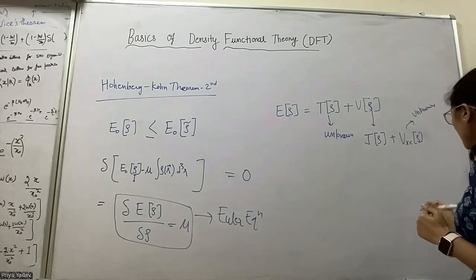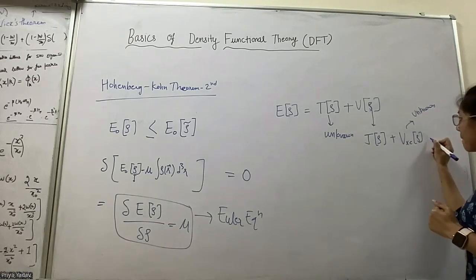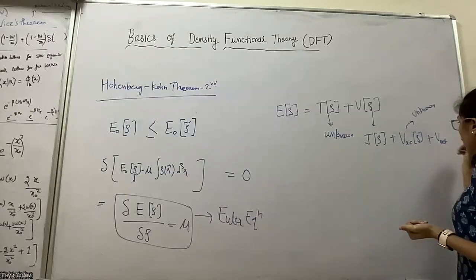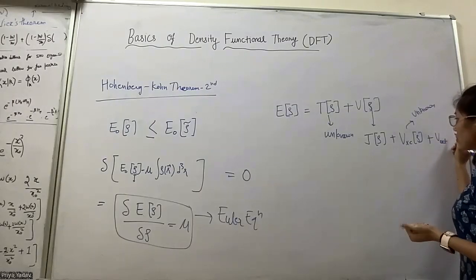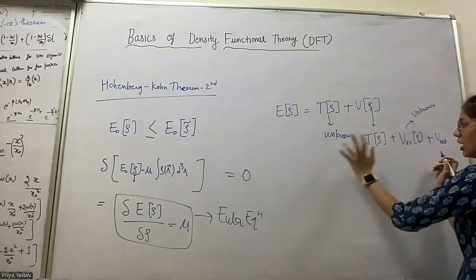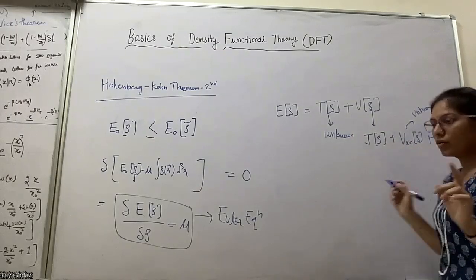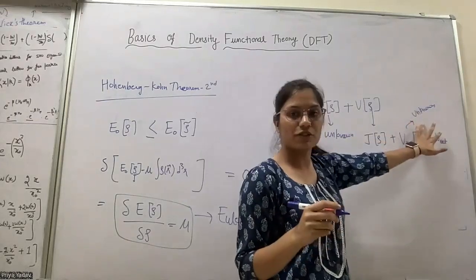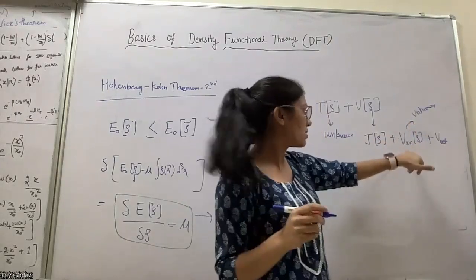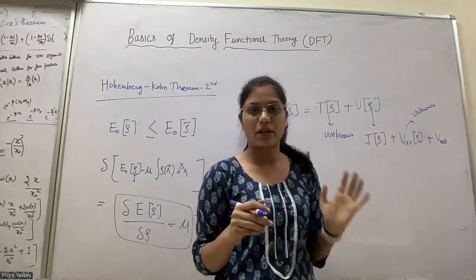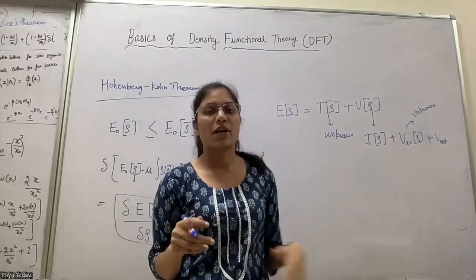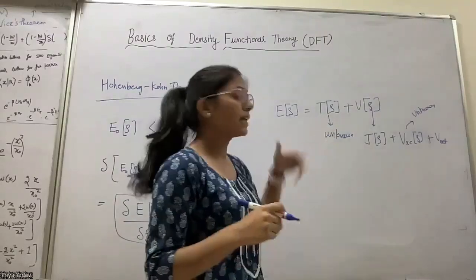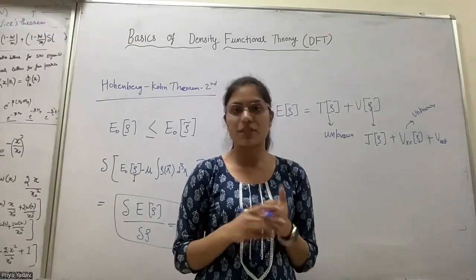And there is obviously this V external part, that is okay. So these two things are not known. Now, as you might be aware, there are a lot of exchange correlation functionals. Some progress has been made, because there are a lot of exchange correlation functionals already there. But this part, writing kinetic energy as a functional of rho, is not known.